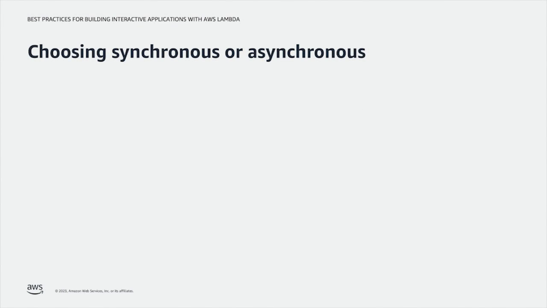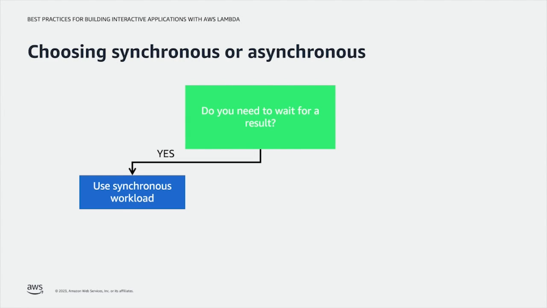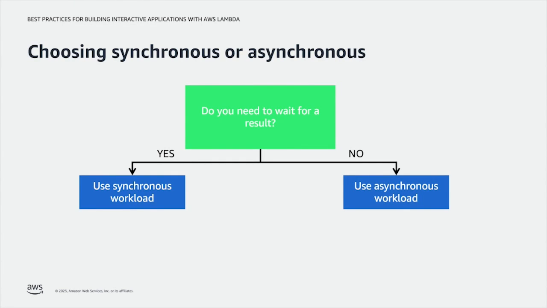So how do you choose between invoking your Lambda function synchronously or asynchronously? Well, I think there's one simple rule to follow: do you want to have to wait for a result? In many applications, you will need to wait for that result, and in many applications, you actually won't. So if you do need that response or result from your Lambda function, that's your synchronous invocation. If you don't, that's your asynchronous invocation.